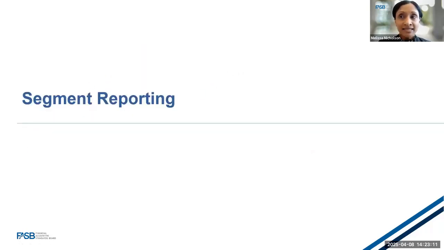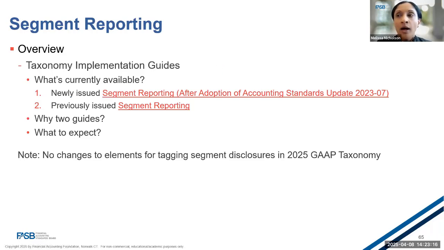And next, the last topic for today is on segment reporting. For this section, we have not made any changes to the elements for tagging the segment disclosures in the 2025 GAAP taxonomy. So I will just be covering the taxonomy implementation guides and what's currently available. We have a newly issued segment reporting after adoption of Accounting Standards Update 2023-07 guide, as well as the previously issued segment reporting guide. And I will cover why there are two guides and what to expect.